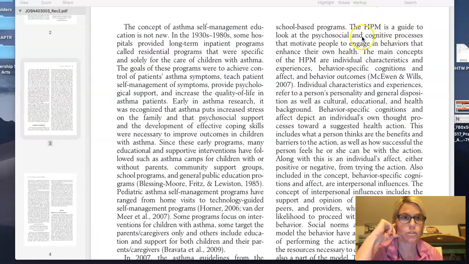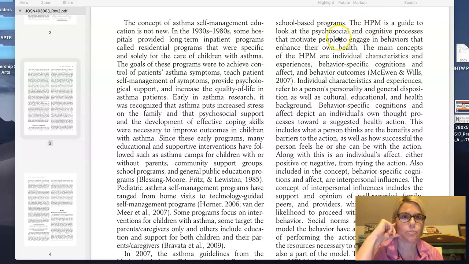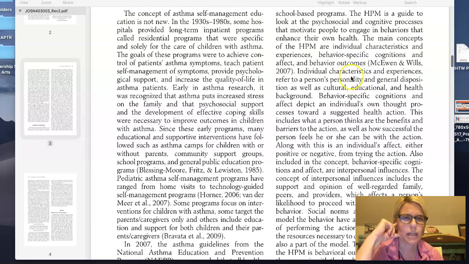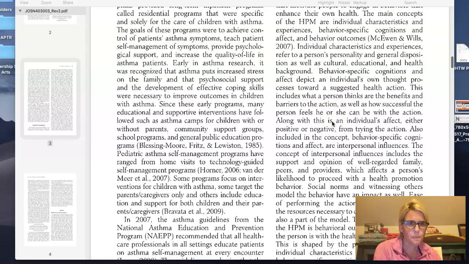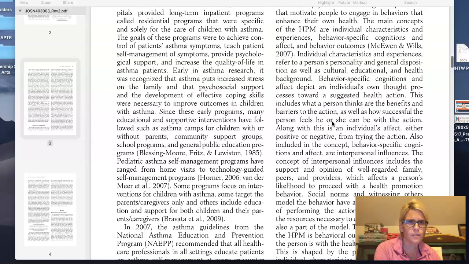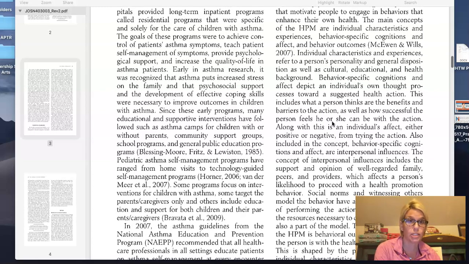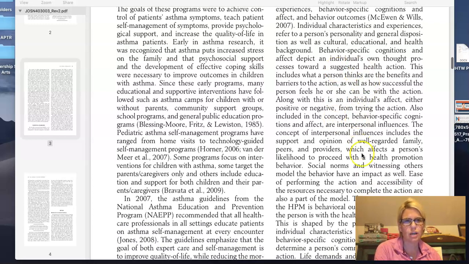She took each part, starting at this sentence: the HPM is a guide to look at the social and cognitive processes that motivate people to engage in behaviors that enhance their own health. The main concepts are individual characteristics and experiences, behavior-specific cognitions, and behavior outcomes. Then she goes on to talk in more detail about each one of the concepts that are in the model: individual characteristics, behavior, and then the third one was behavior-specific cognitions and then behavior outcomes. So she talked about each one of these.